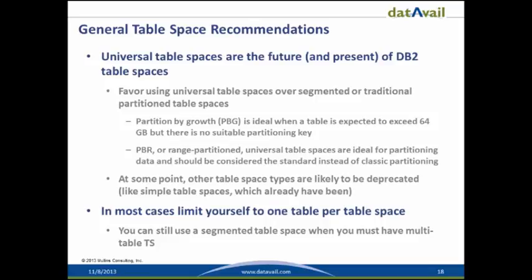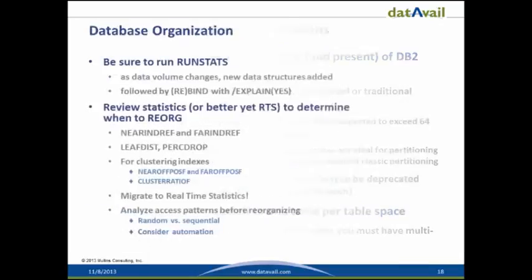In most cases, you want to limit yourself to one table per table space. Universal table spaces can only have one table per table space. If you really have to have multi-table table spaces, use a segmented table space. You can still do that there. But in general, you really don't want to do that too often because the utilities operate at the table space level. And if you load replace one table, you may find yourself having written over and replaced data in another table in that table space. And you want to avoid that type of thing.